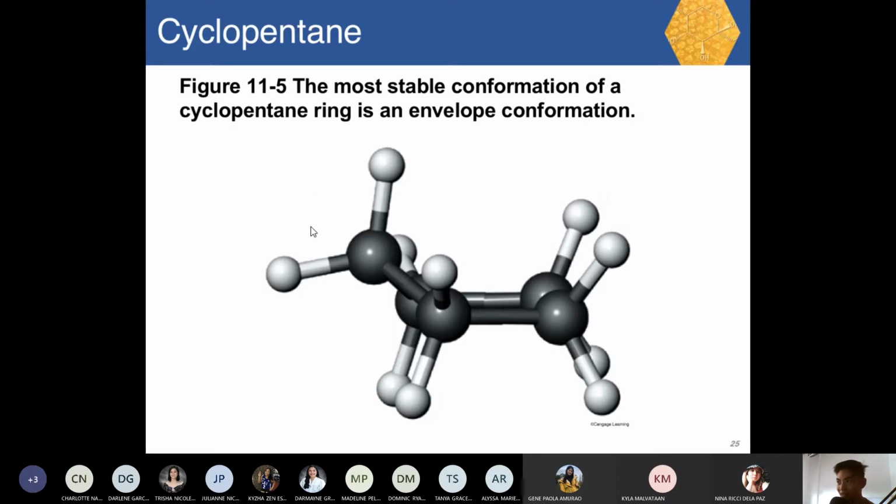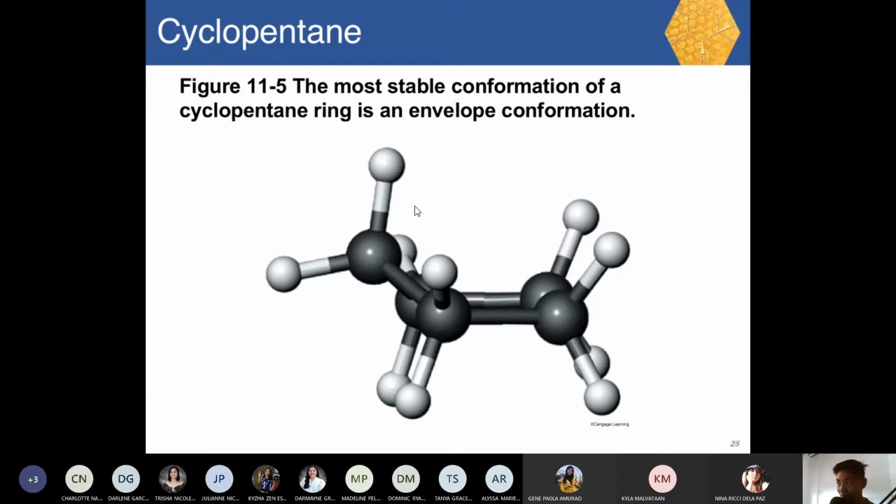Ano na pala to? May sa demonyo na siya. Okay. So ito, para siyang aso na lang, imagine nyo. So this is the body, ito yung paa, ito yung buntot, dalawa nga lang yung buntot, then ito yung ulo niya. So this is the conformation for cyclopentane. Ito yung mismong 3D structure of the cyclopentane that is found in nature. So that is called an envelope conformation.